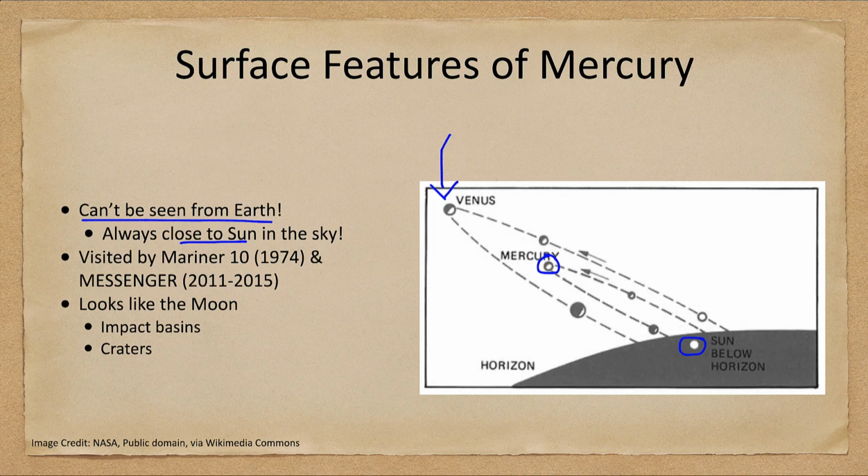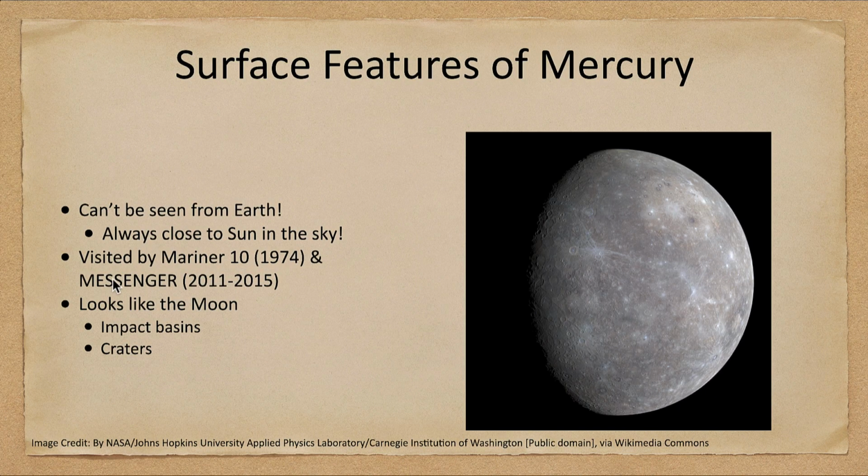However, we were able to visit Mercury with spacecraft. Mariner 10 in 1974 gave us our first image, and then the Messenger spacecraft gave us far more detail. Messenger was actually orbiting around Mercury for 4 years, from 2011 to 2015.